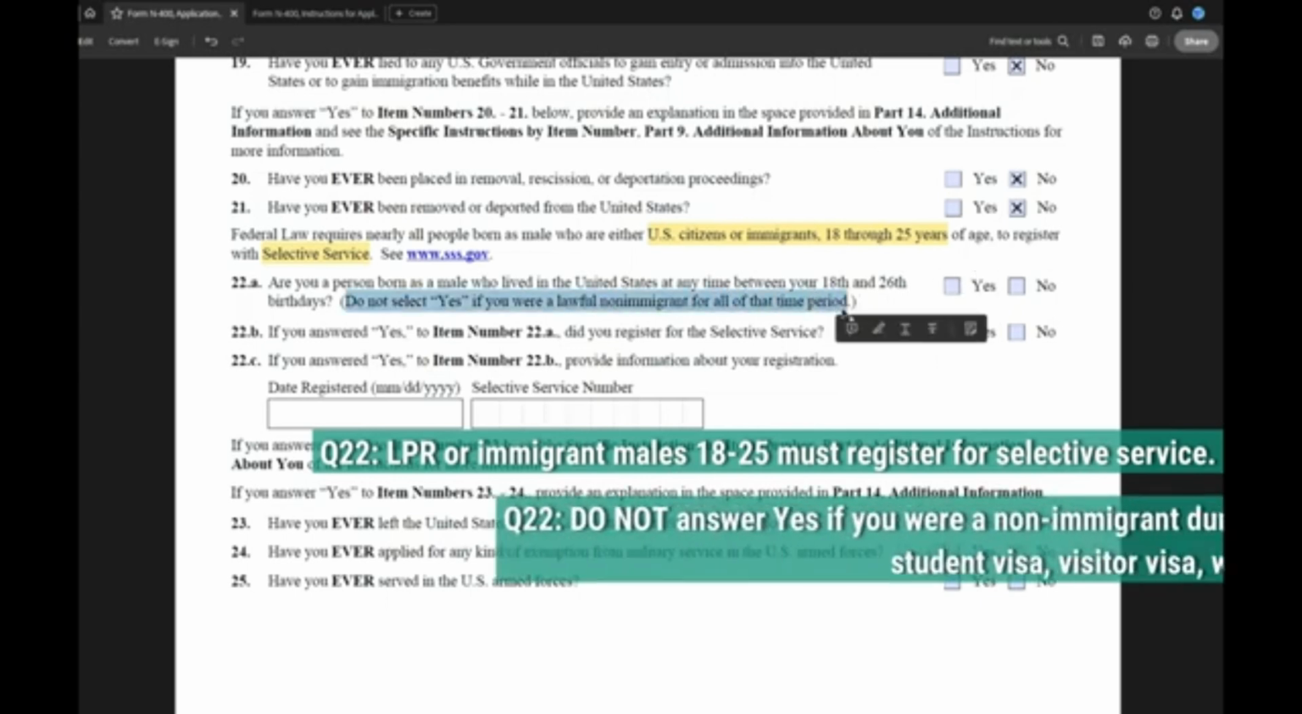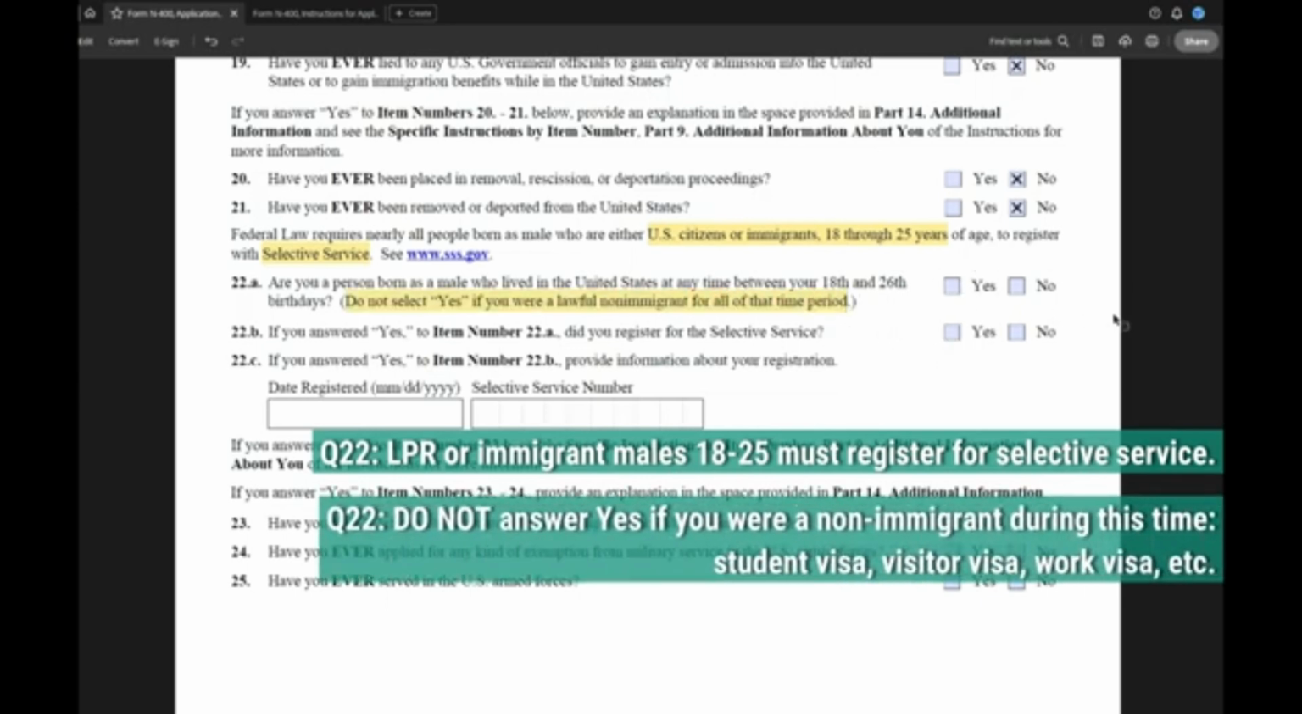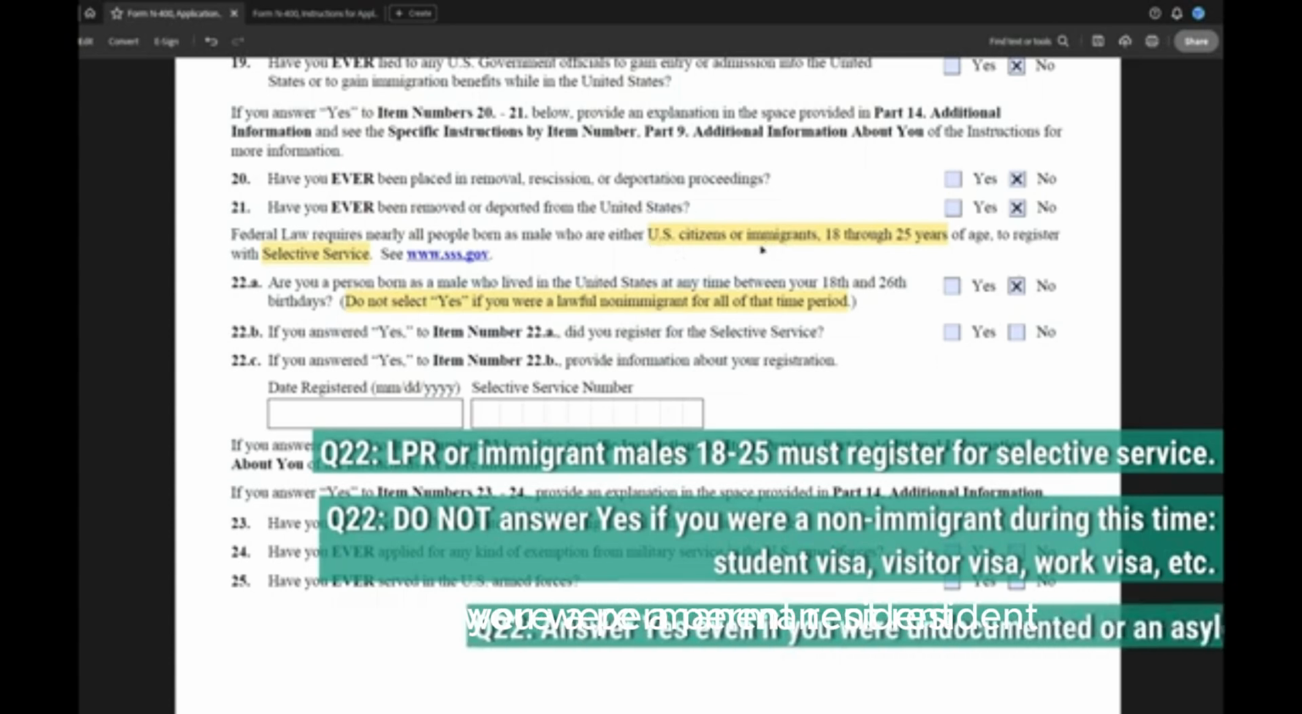Don't answer yes if you were a lawful non-immigrant during this time. So if you were on a student visa or a visitor visa during this time, then you would still answer no to this question because you were not an immigrant. You were not required to register. However, if you were a permanent resident, even if you were undocumented, or if you became an asylee during this time, then you had to register for selective service.